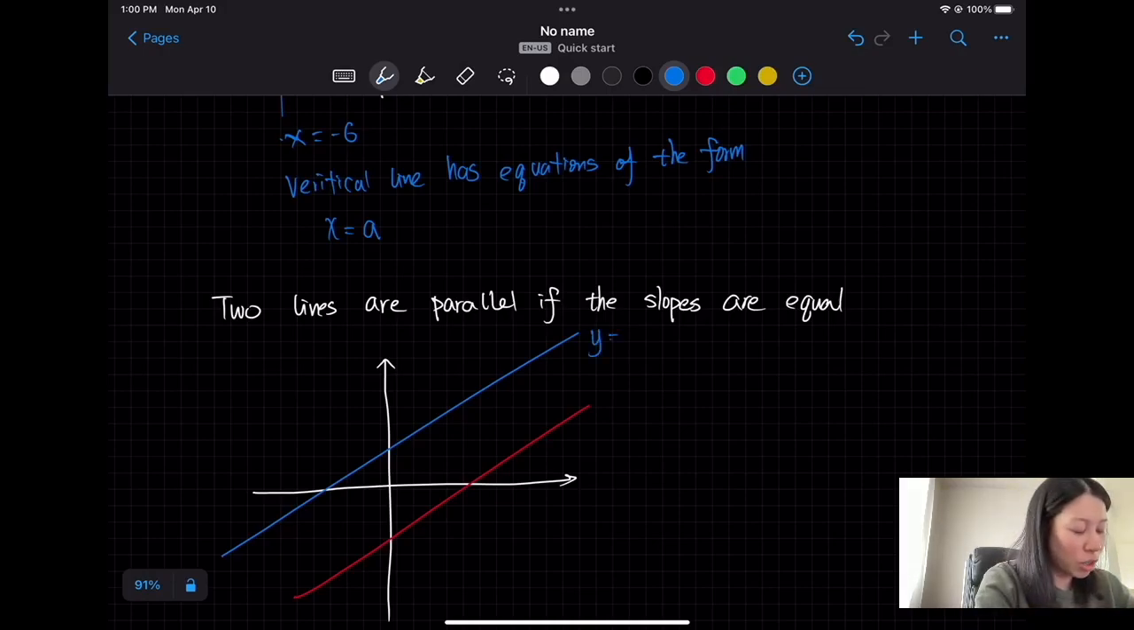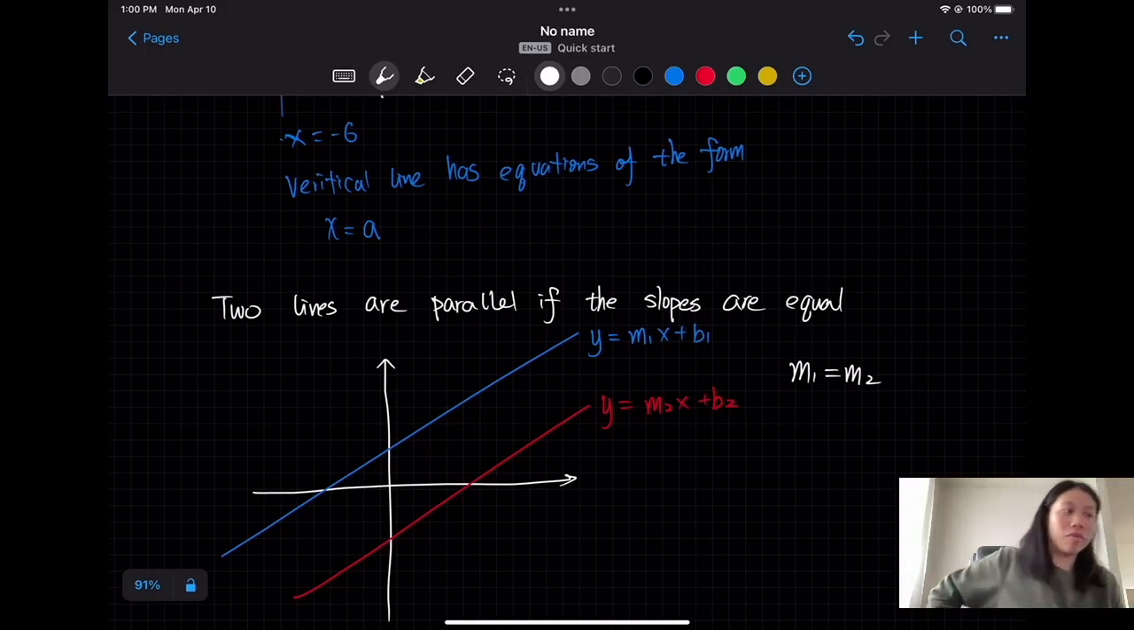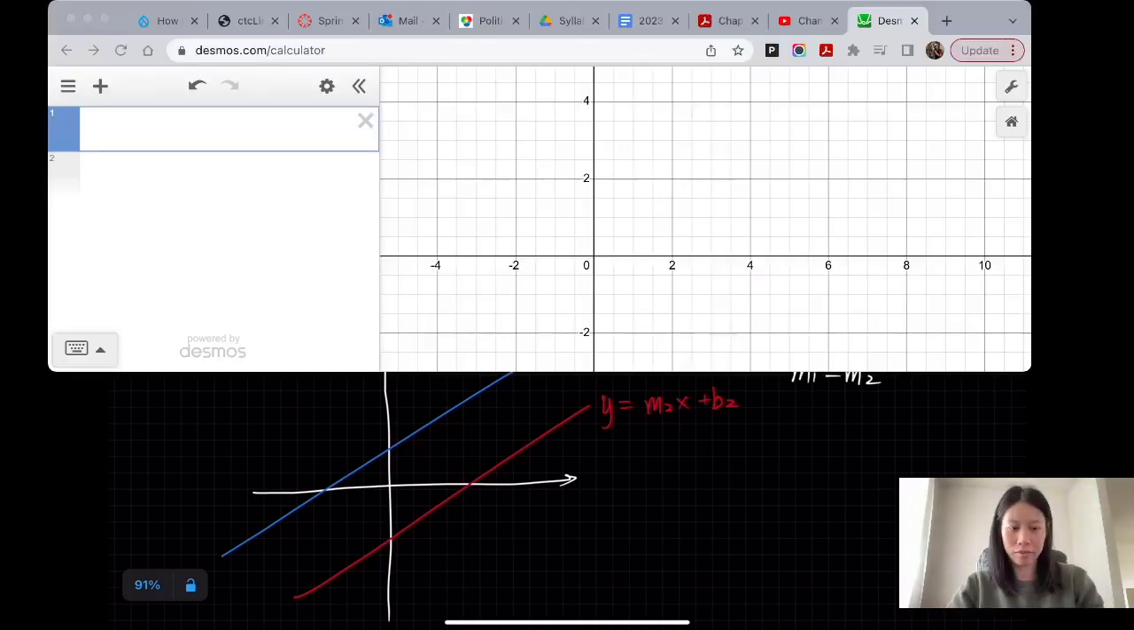That means the slope: y equals m1x plus b1, and y equals m2x plus b2. m1, m2, b1, and b2 represent different numbers. So in this case, if they're parallel, then m1 equals m2. So, for example, on Desmos, this is a graphing calculator.